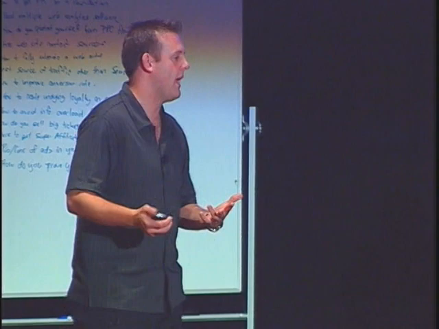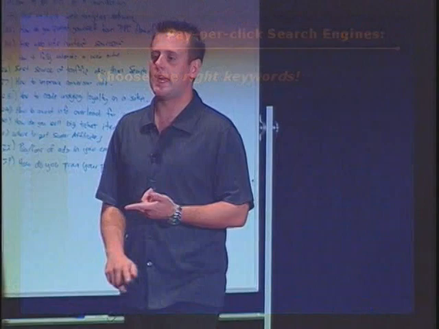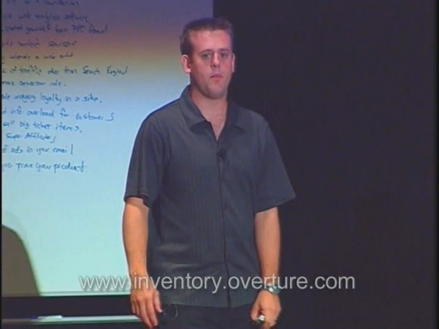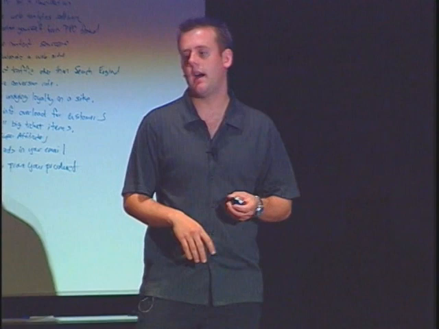So what you need to do is, there's a couple of tools you need. There's two sites you need to go to to compile your list of keywords. The first one is inventory.overture.com. That site, if you type in a keyword, for example, if you had something related to dogs, go in there, type in dogs.